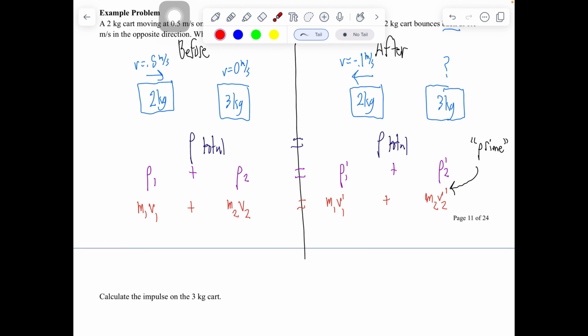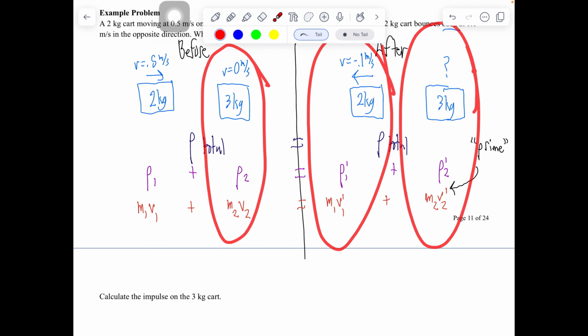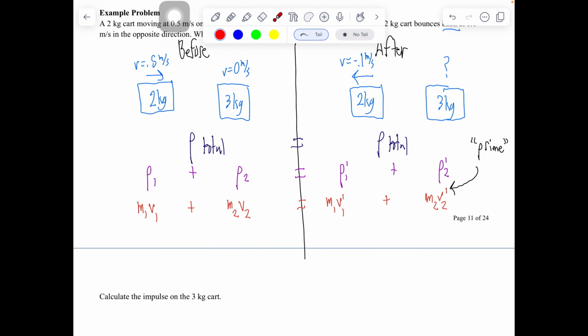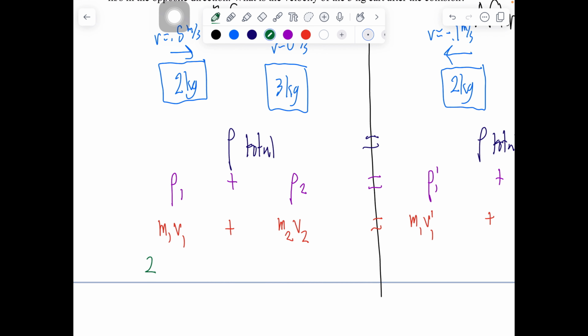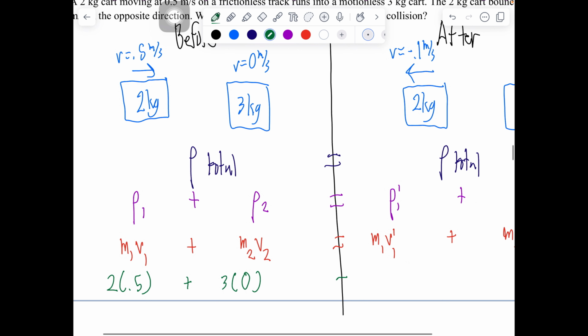The reason I like setting up momentum problems like this, with our picture up top and splitting it down the middle and setting up very vertically, is because it lends itself really easily to just plugging in. You have your first object, you plug in right here. Second object, plug in right here. Third object, plug in right here. Fourth object, plug in right here. So you can just look up and take that information and plug it in, right? The mass of object 1 is 2. The velocity, 0.5. Mass of object 2 is 3. Velocity is 0.